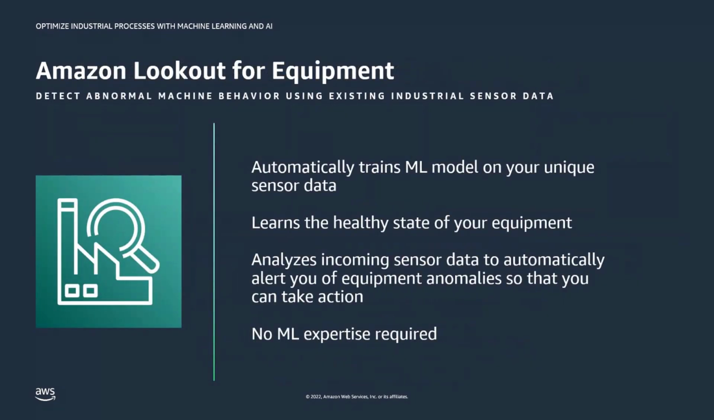For these cases where you've already invested in your own industrial sensors, but you want to get that same benefit of automated machine learning to get insights from that data, one solution from AWS is called Amazon Lookout for Equipment. Amazon Lookout for Equipment is an automated machine learning service that uses your sensor data to detect abnormal equipment behavior. Lookout for Equipment will use the data that you already have from existing sensors, systems, and historical logs to automatically train a machine learning model. It will learn the healthy state and operational relationships between sensors on each asset and analyze incoming sensor data to automatically alert you of equipment anomalies so that you can take action. And of course, no machine learning expertise is needed.